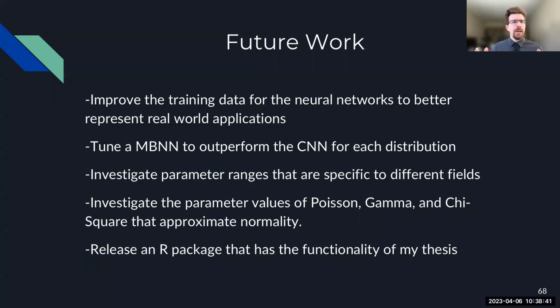I want to investigate different parameter ranges for different fields, different work focuses on different distributions, and focus more on that than just the theoreticals. And then try to find at what point Poisson, gamma, and chi-squared approximate normality. It's commonly accepted that they converge in parameter space, but what is that value? Where is the cutoff? And then ultimately release an R package that has the functionality of my thesis and disseminate it to the public.